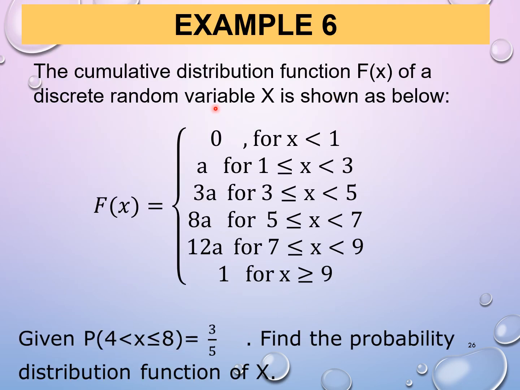Example 6. The cumulative distribution function Fx of a discrete random variable x is shown as below. So this is the CDF. Given probability x greater than 4, less than or equal to 8, equal to 3 over 5. Now you need to find the probability distribution function of x. So we are given the CDF, and now we have to find the PDF.